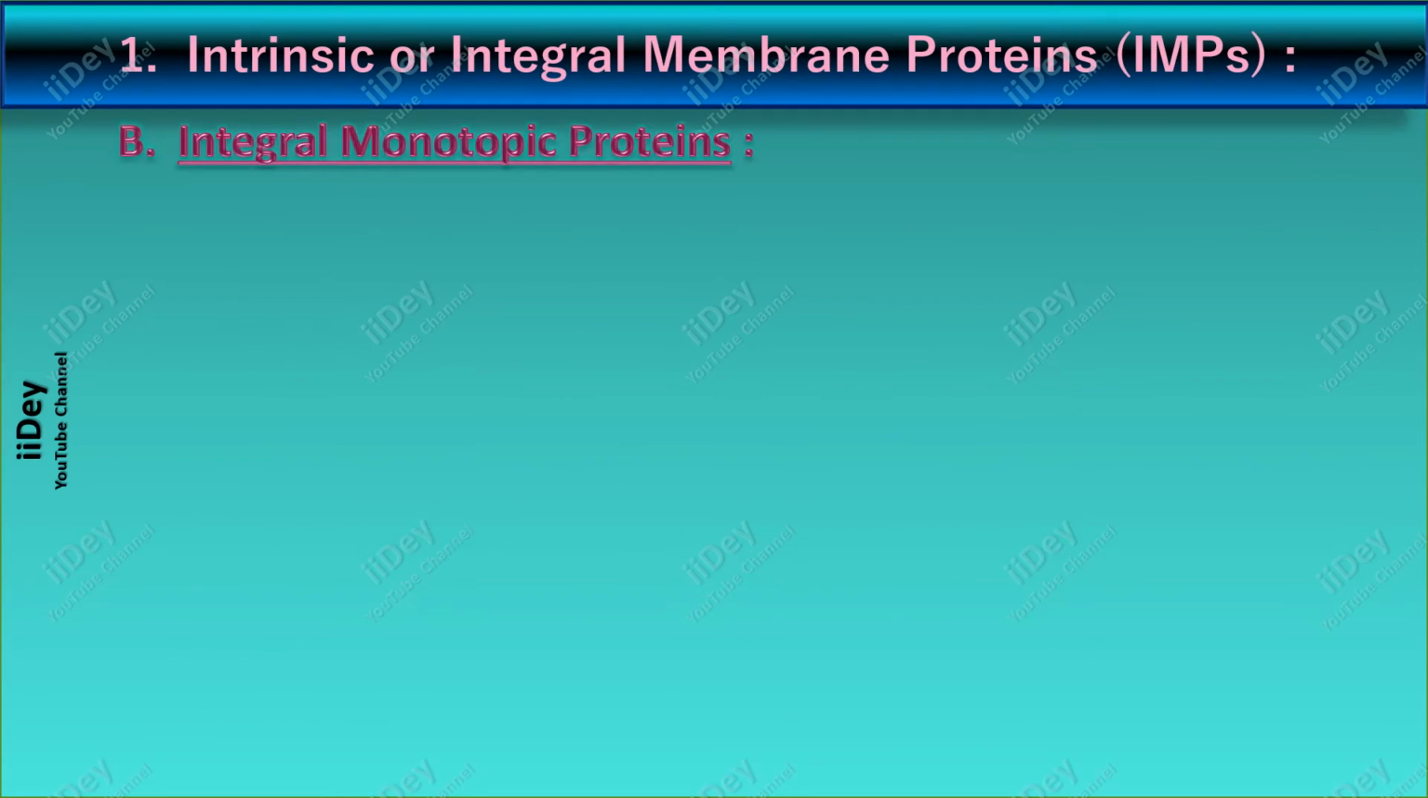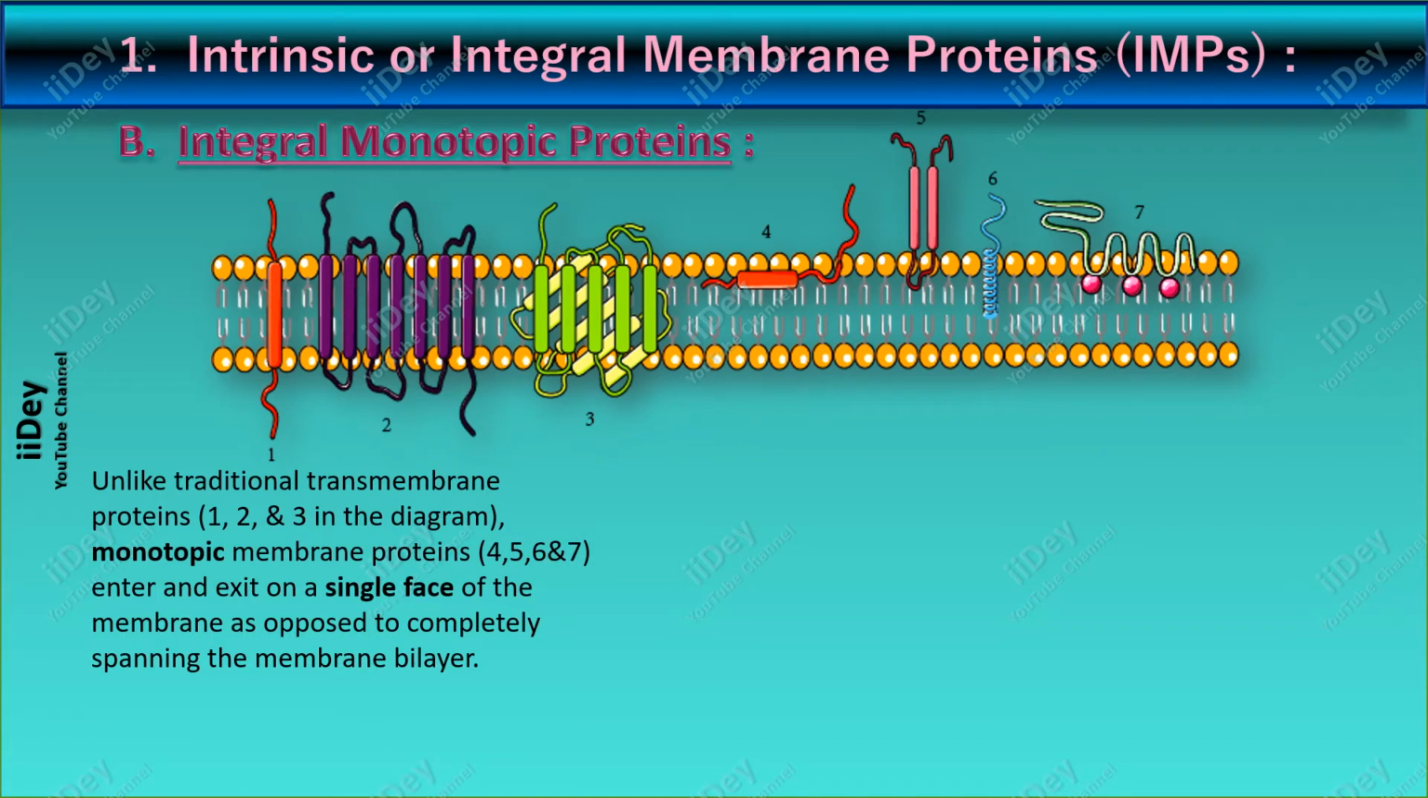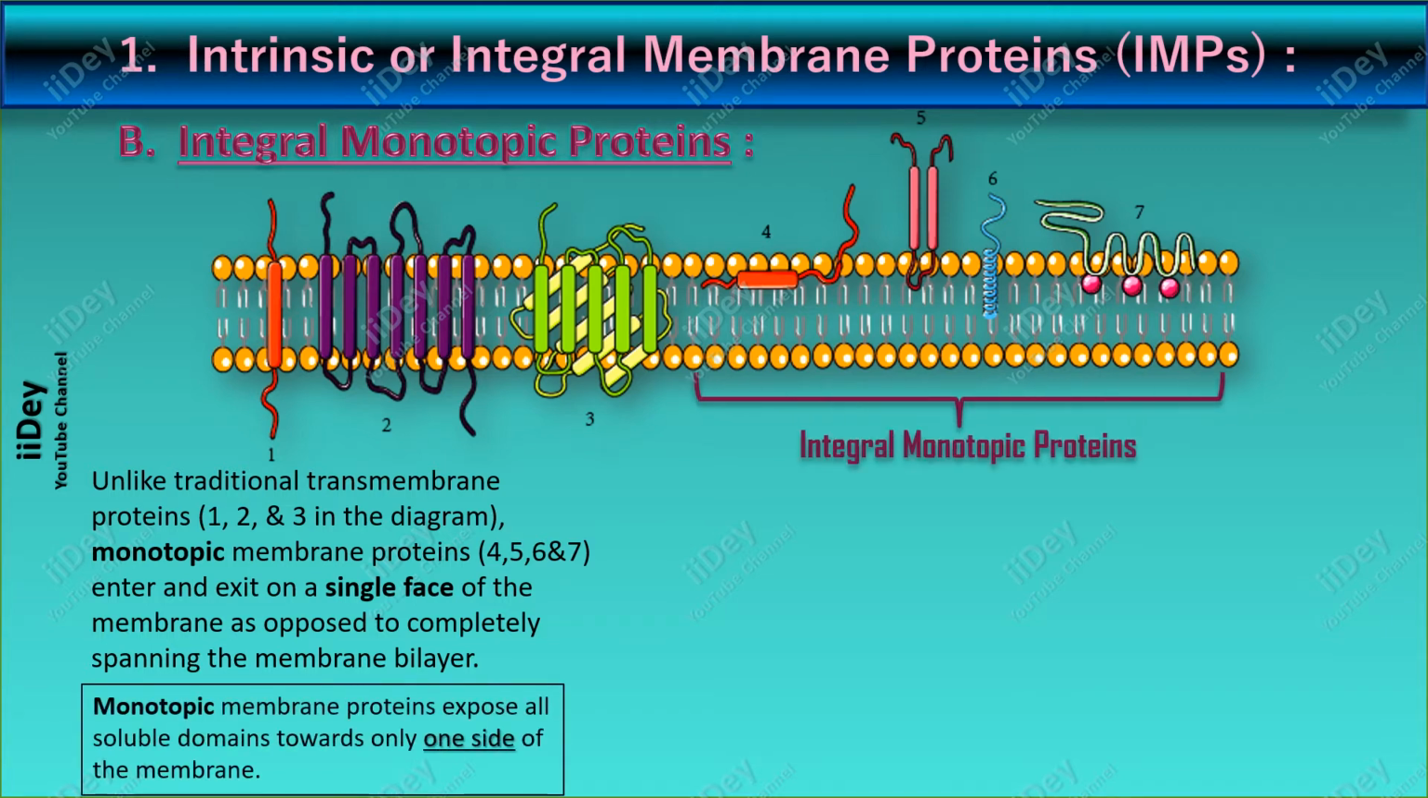B. Integral monotopic proteins. Unlike traditional transmembrane proteins, monotopic membrane proteins enter and exit on a single face of the membrane, as opposed to completely spanning the membrane bilayer. Monotopic membrane proteins expose all soluble domains towards only one side of the membrane.